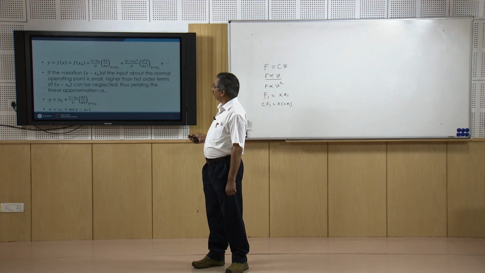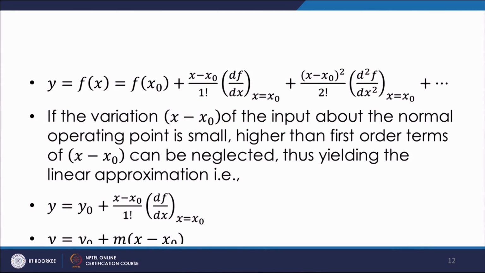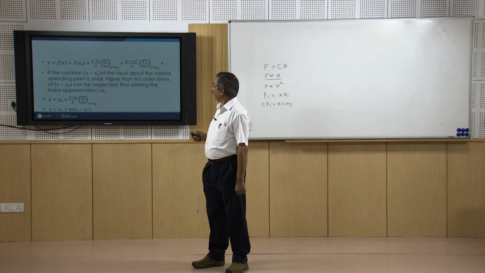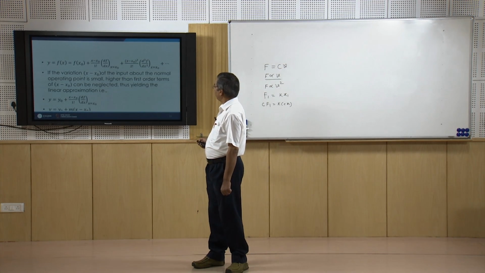So, y is equal to f(x), which is f(x0), where x0 is your operating point, plus (x minus x0) by factorial 1 times the evaluation of del f by del x at x equal to x0. Likewise, you have the higher order terms. Now, if I assume the variation x minus x0 of the input about the normal operating point to be small, then I can neglect these higher order terms.